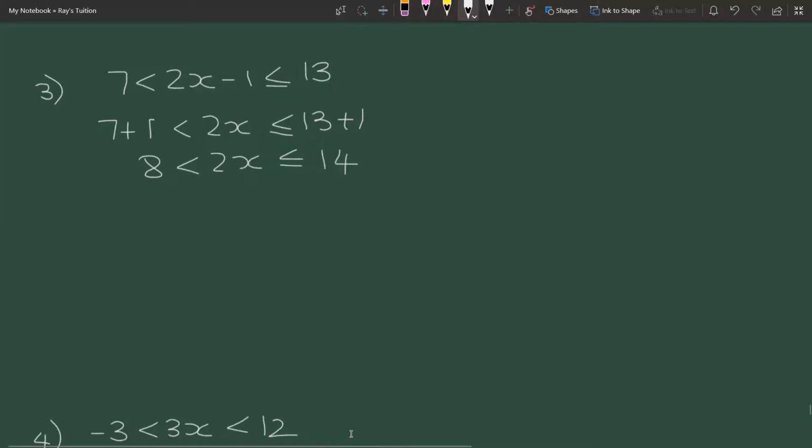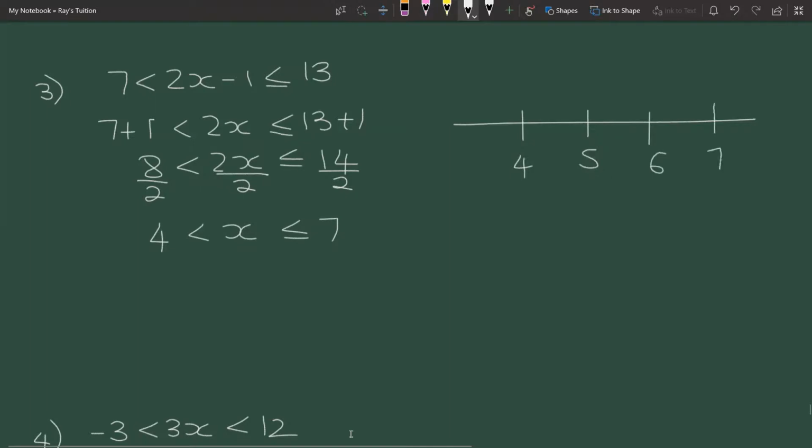less than 14. So now we'd like to get the x by itself, so we divide everything by 2. The key thing is to do whatever you're doing to everything on the left-hand side of the inequality and the right-hand side. 8 divided by 2 is 4. This here becomes x, and that becomes 7. So let us represent this on a number line: 4, 5, 6, 7.